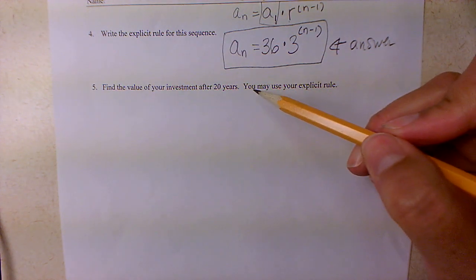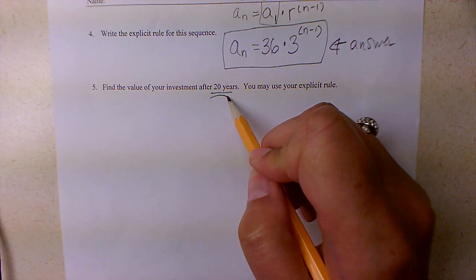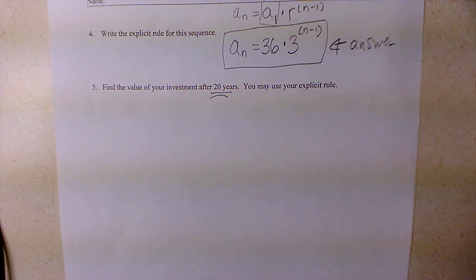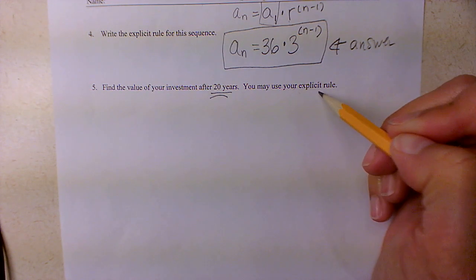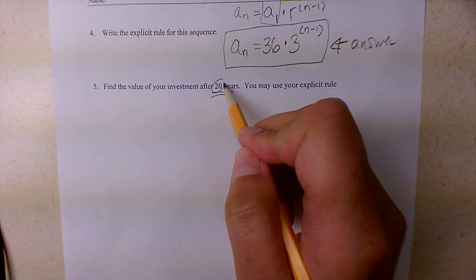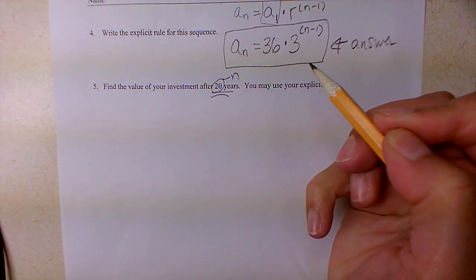Let's now find the value of our investment after 20 years. After 8 years, it was $78,732. I wonder if we waited 20. You may use your explicit rule, and I'm actually going to use my explicit rule. So now we want to find 20 years. So my n is 20.